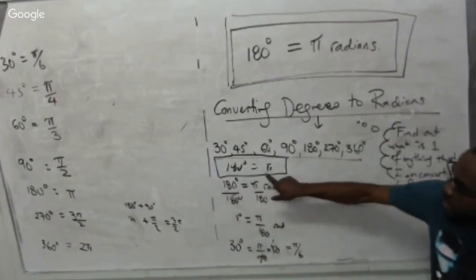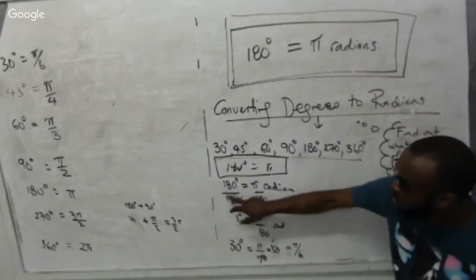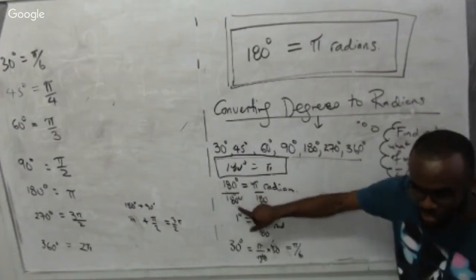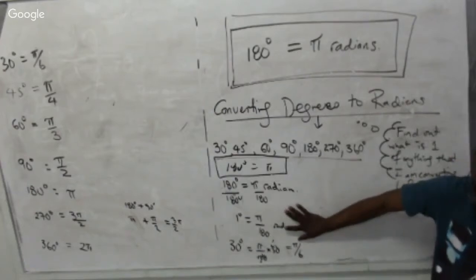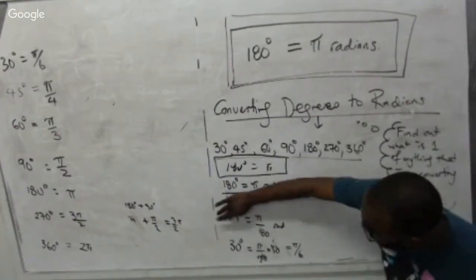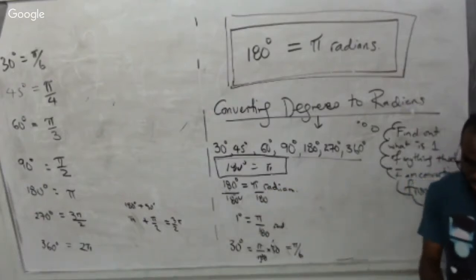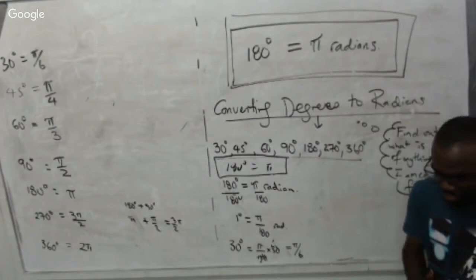So I would say, because I'm converting from degrees to radian, I need to say what is 1 degree. I divide both sides by 180 because I have 180 degrees. So I divide by 180 to get 1 degree, but I did it to both sides of the equation. So this is 1 degree equals pi upon 180 radian. Follow me so far? Alright, cool.